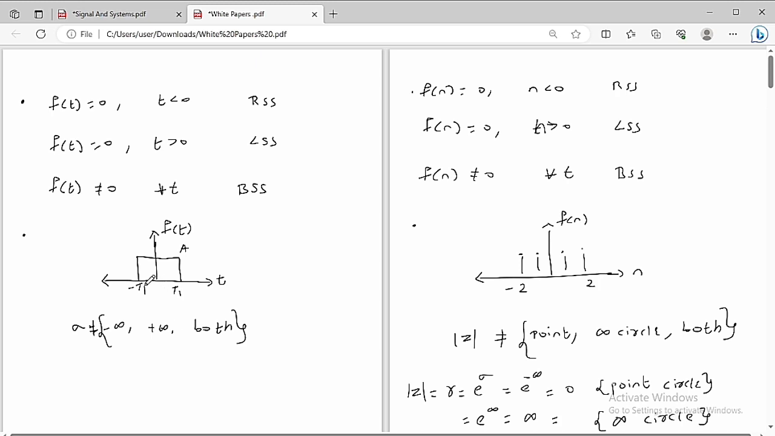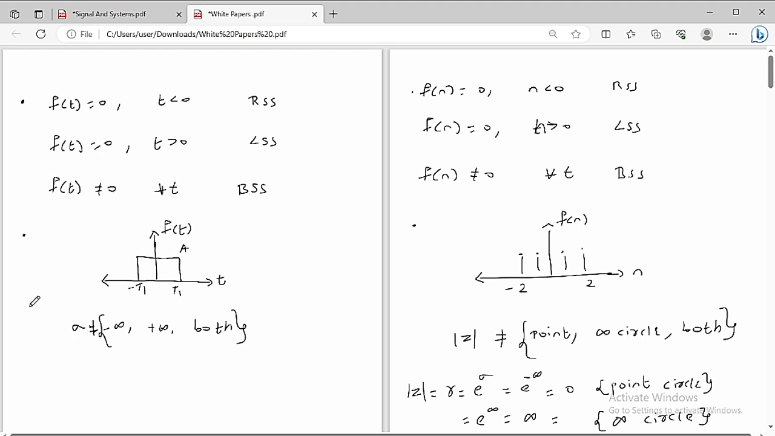So therefore we can say, listen carefully, in the continuous time domain, for a continuous time signal with finite amplitude and finite duration, the ROC will be the entire s-plane, excluding sigma equal to minus infinity or sigma equal to plus infinity or both, based on the type of the finite signal. Suppose you are taking a discrete time signal with finite amplitude and finite duration, the ROC will be the entire z-plane excluding the point circle or infinite circle or both, based on the type of the finite signal present.